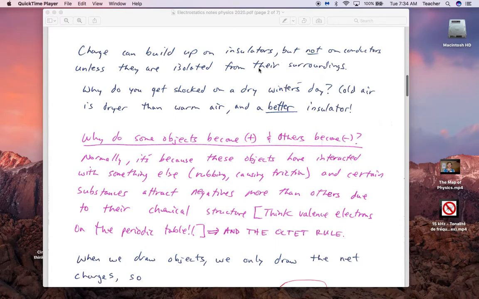Charge can build up on insulators, but not on conductors. Why? Because conductors allow electricity to flow. So we saw that on Friday, where there's a little bit of an exception to that, I'm sorry. If we have an isolated conductor like the Van de Graaff, that wasn't touching anything else, charge can build up there. But usually insulators allow things to build up, things like a rubber on a balloon, again, things that won't allow it to flow.